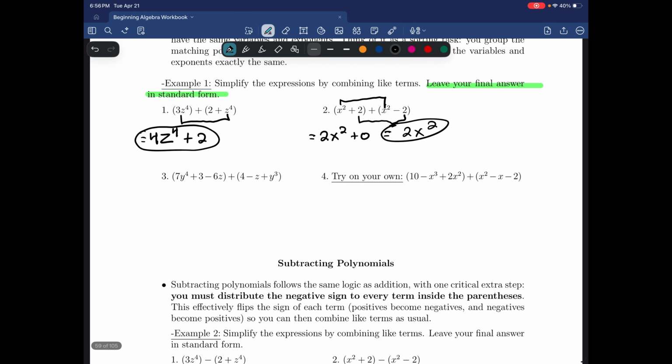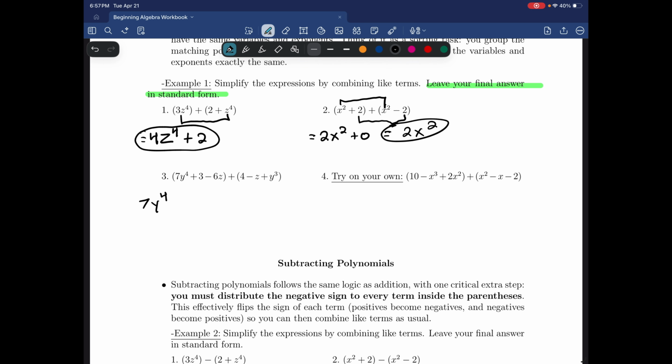Taking a look at example 3, we have 7y to the 4th plus 3 minus 6z, plus 4 minus z plus y cubed. We've got a couple of different variables here, a y and a z variable, but it's something we can handle. The first thing we want to do is check for like terms. For the first term, 7y to the 4th, let's see if there's another y to the 4th. There isn't, so this term has no like terms. I'll go ahead and write that here.